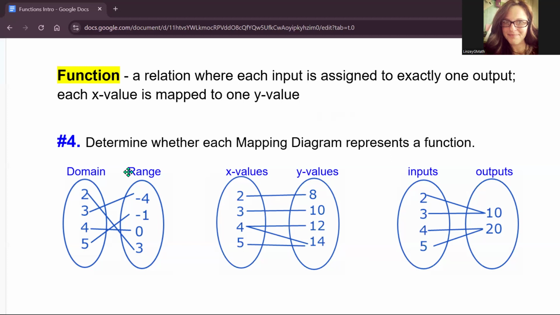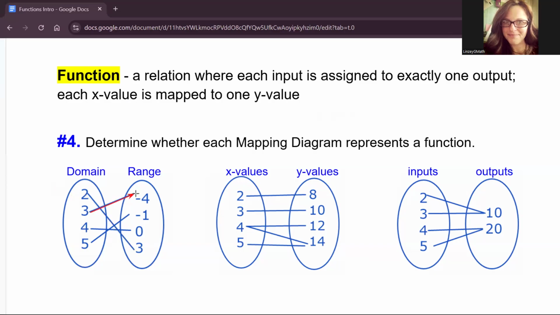All right, starting over here on the left, we see that the left-hand circle is the domain and the right-hand circle is the range. And here, the input 2 is mapped to 3. 2 is not mapped to anything else.